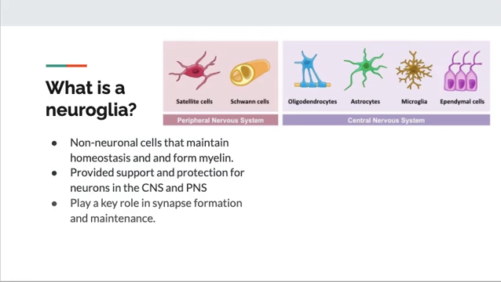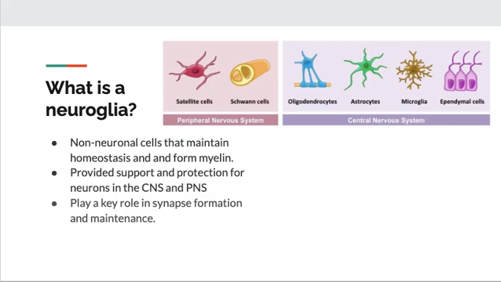What are neuroglia and their general functions? Neuroglia are non-neuronal cells that regulate the internal environment and form myelin. Neuroglia provide structure and support for the neurons in the central and peripheral nervous system. They also aid in the formation of synapses. Today we'll discuss the four types of neuroglia in the central nervous system and what their functions are.